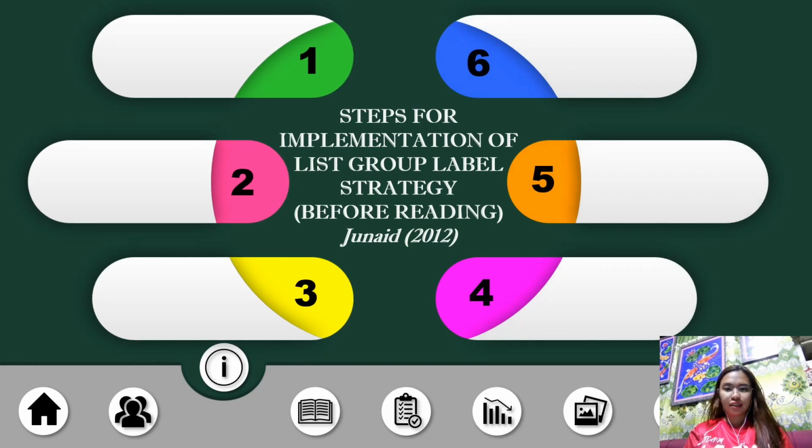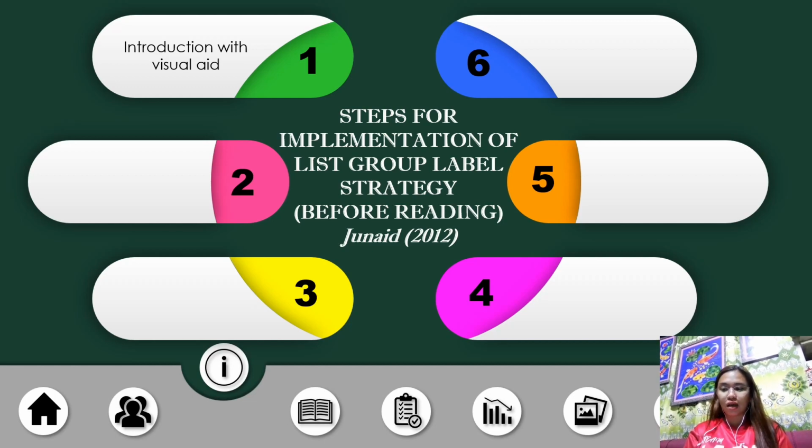Next are the steps for implementation of the List-Group-Label strategy. It is for before reading, according to Junaid 2012. For the first step, introduction with visual aid, we begin the lesson by presenting visual aids such as pictures depicting various objects. These visuals serve as a means to introduce and explain new vocabulary related to the lesson's topic.